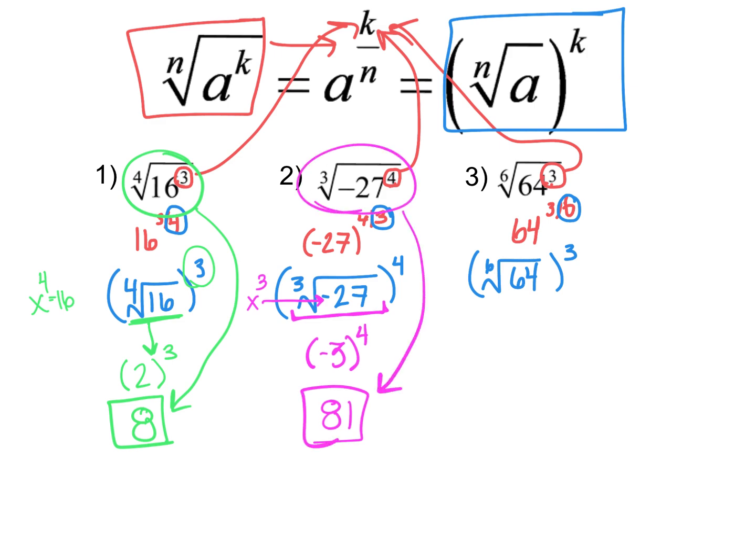So again, I was able to take something that looked somewhat complicated and determine that it evaluates to 81. Finally, this last one over here, I'm going to take the 6th root of 64. The 6th root of 64 is asking what number to the power of 6 gives us 64. That is going to be 2. So I then have 2 to the power of 3, which is 8. So again, I took something more complicated and was able to actually solve it.